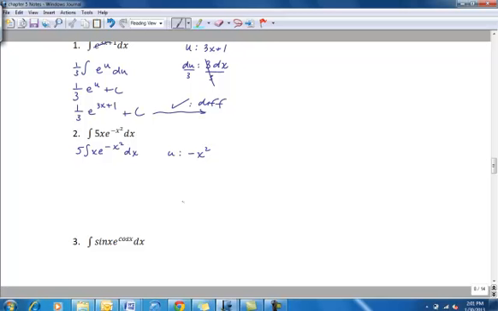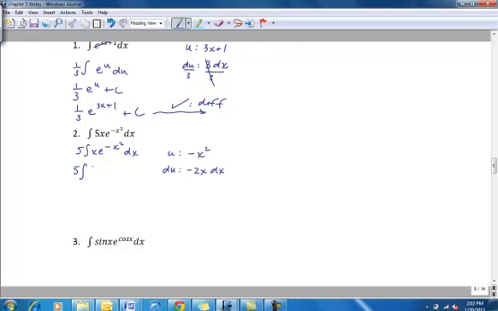Again, just a reminder, feel free to pause the video and try these on your own. If you get lost, rewind the video, try it again, and see if you can do it. Keep working at it until you can do it on your own. All right, so du then would equal negative 2x dx. All right, don't lose the 5 on the front.